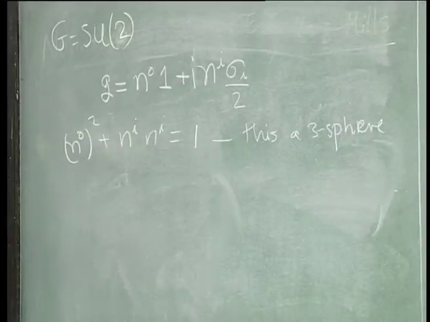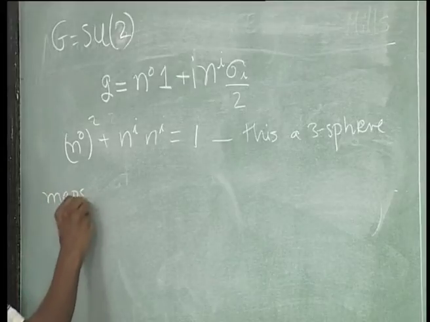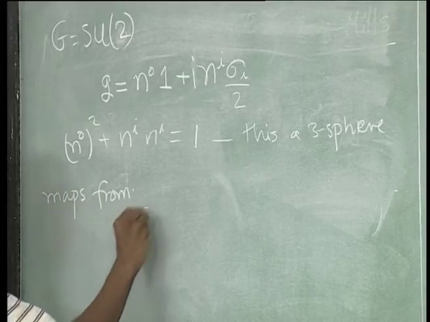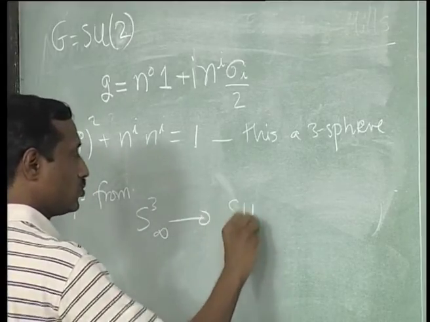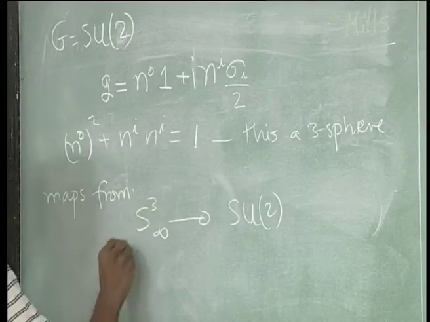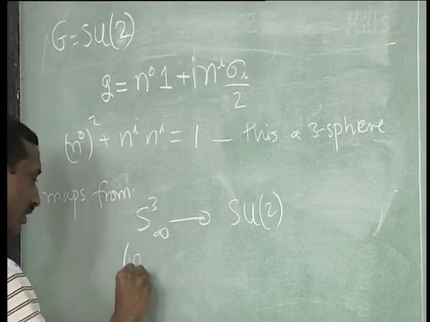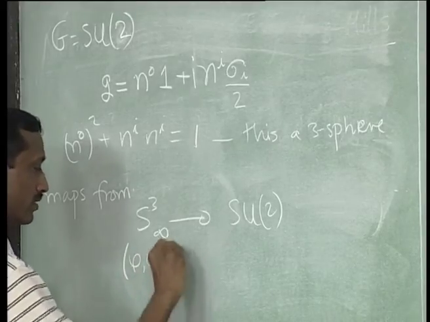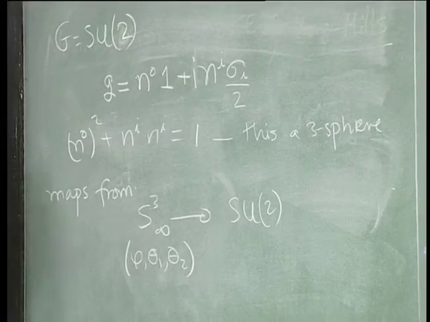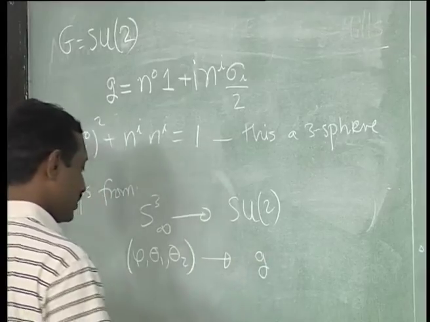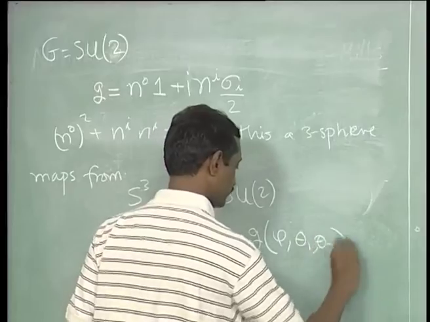Okay. So, we have maps. So, what we get here, we have to look at maps from S3 at spatial infinity to the group SU2, and so let us choose some coordinates on S3. I will call them phi, theta 1, theta 2, you will see why I am choosing this, and this would go to a group element which would be some g of phi, theta 1, theta 2.